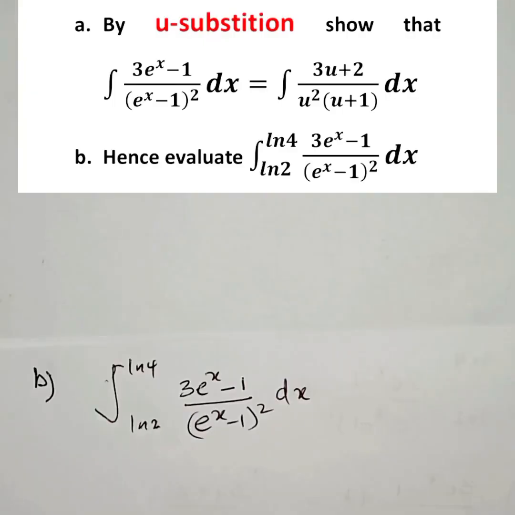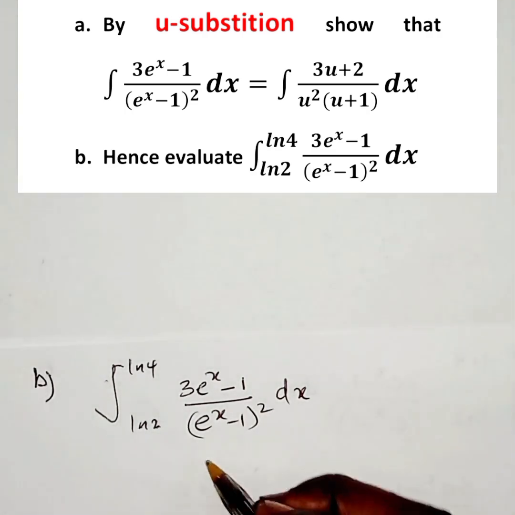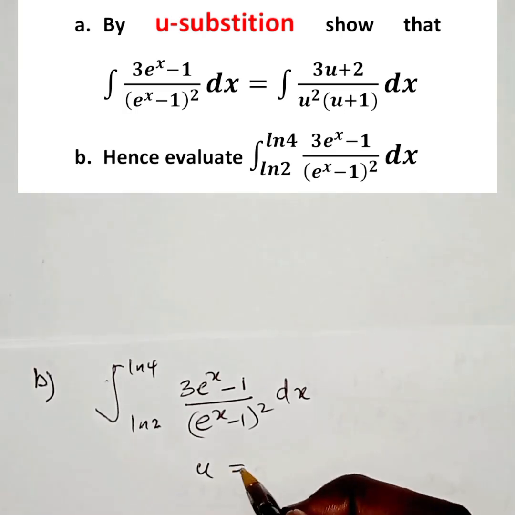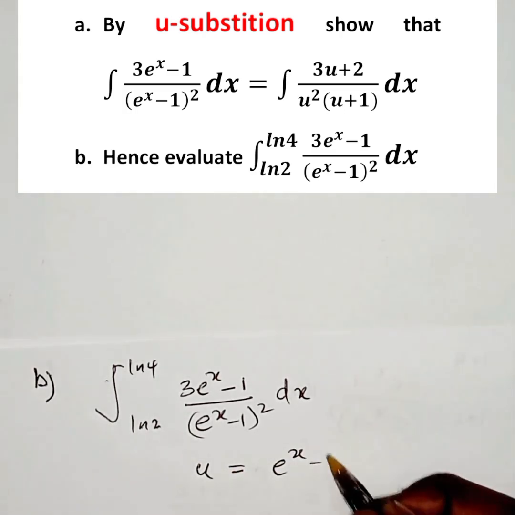In the second part of this question, we need to evaluate this integral. Remember, we have a result that we had by u-substitution from above. So we are going to be using that, but we need to change the limits because we are going to be integrating according to u. So we are going to change the limits, and we are going to use this formula that we just got from above. We said u is equal to e to the power x minus 1.